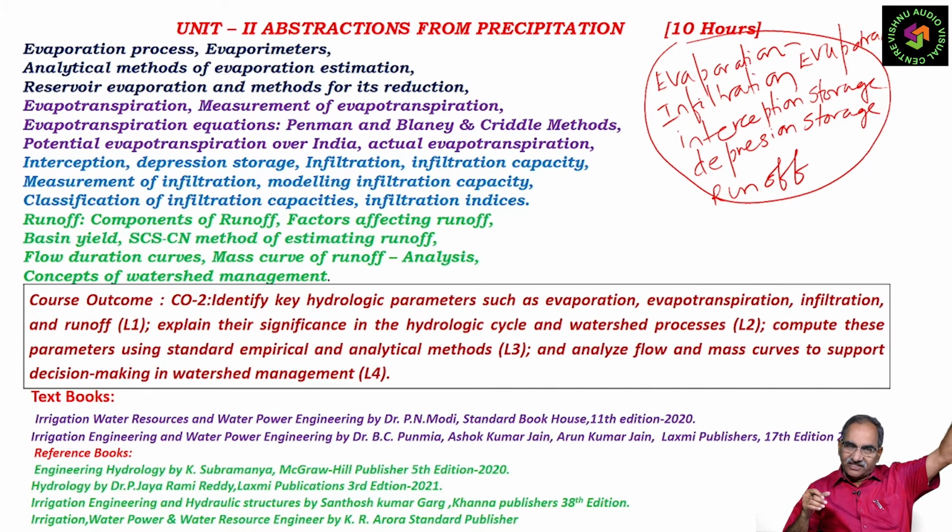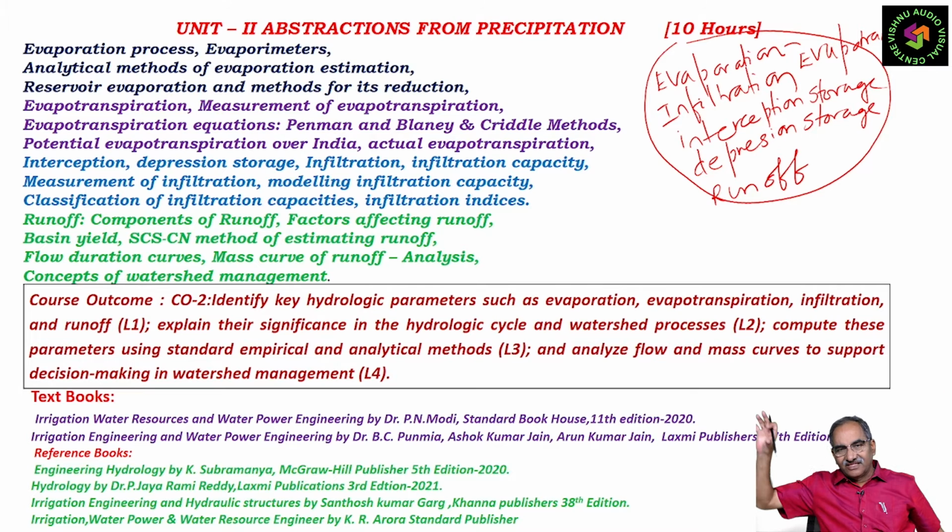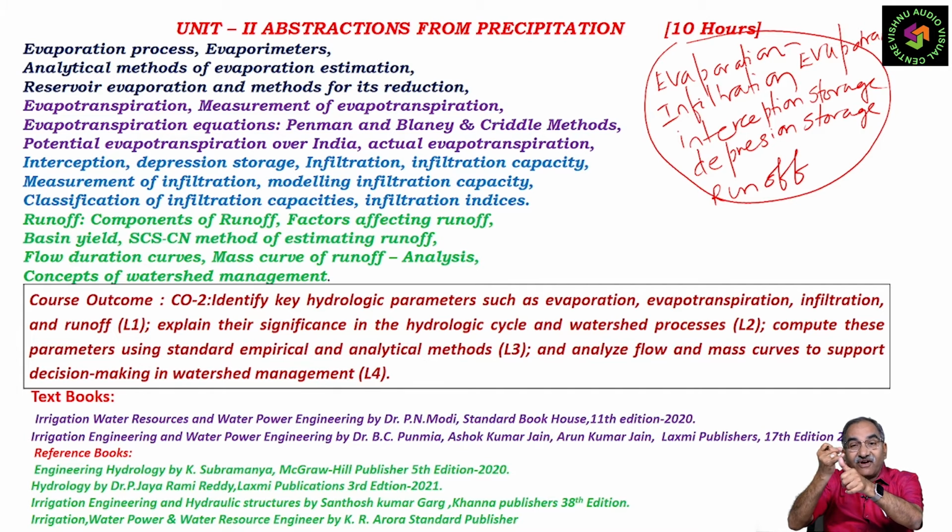So the first part is hydrologic cycle and precipitation, the second unit is abstractions from precipitation. Please remember again the words evaporation, evapotranspiration, infiltration, interception storage, depression storage, and finally runoff. These are the things. Again, textbooks and reference material are the same.